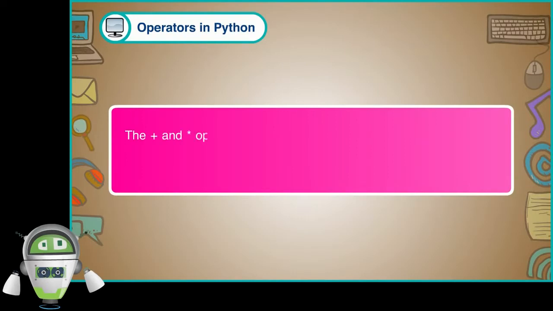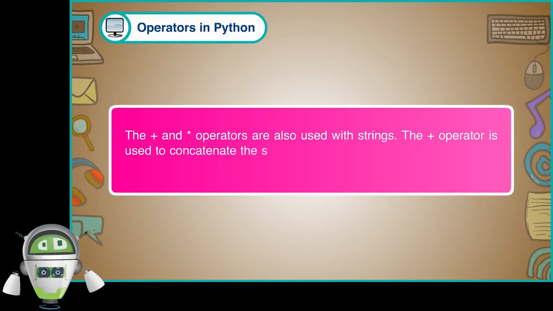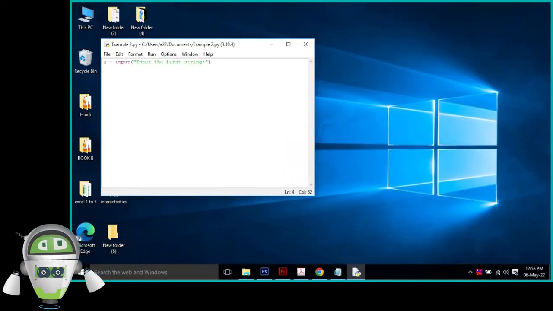The plus and multiplication operators are also used with strings. The plus operator is used to concatenate the strings, and the multiplication operator is used to reprint the string values. Example 2. A is equal to input, enter the first string. B is equal to input, enter the second string. Print, two strings joined together are, comma A plus B. Print, the replication of the first string 5 times, in double quotes, comma A multiplied by 5.